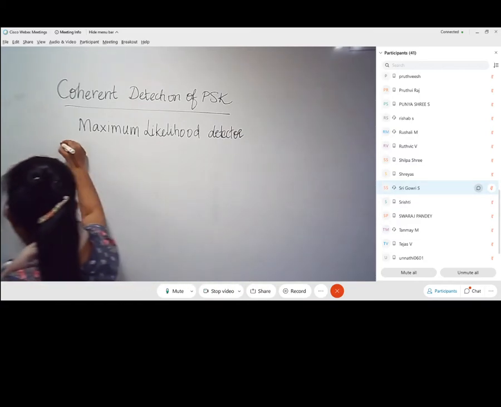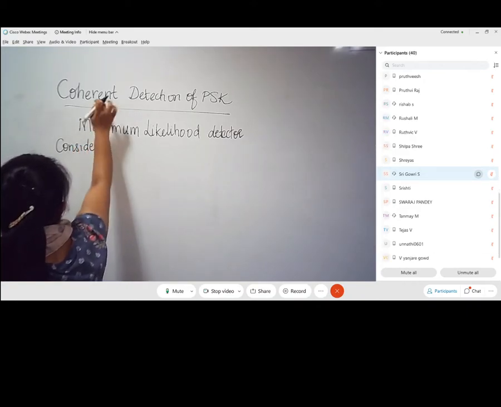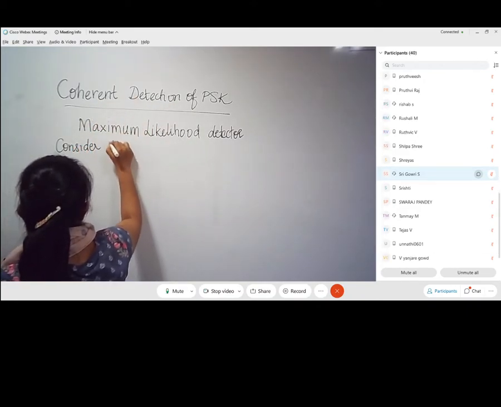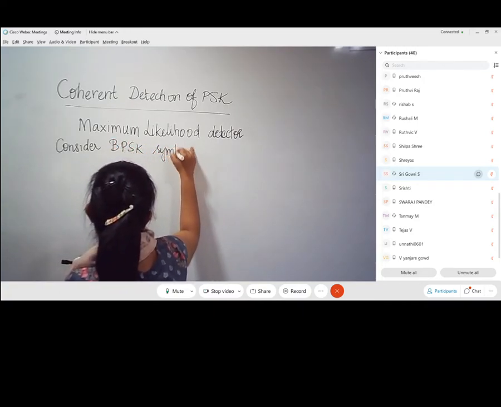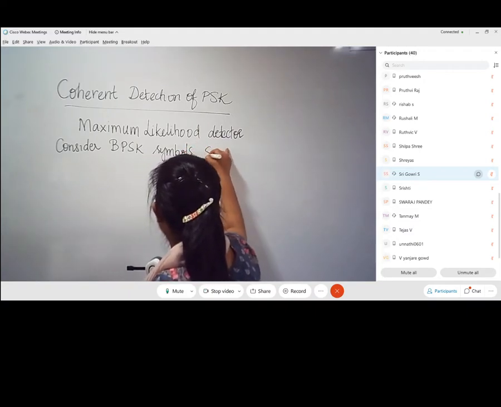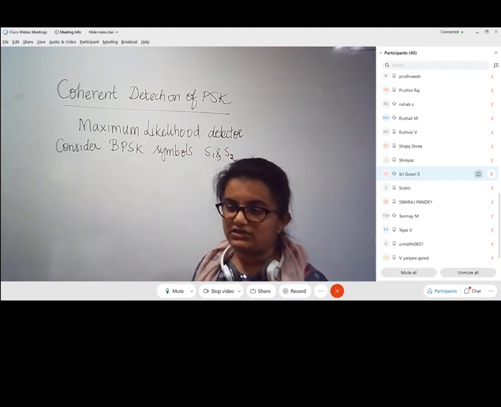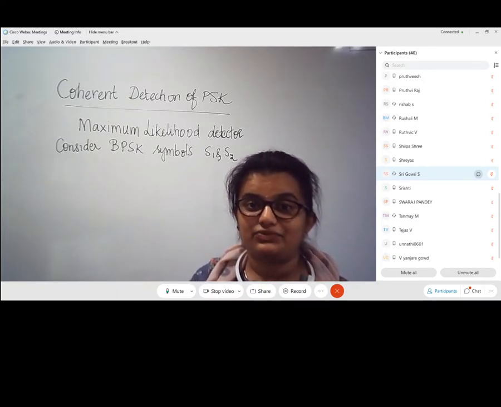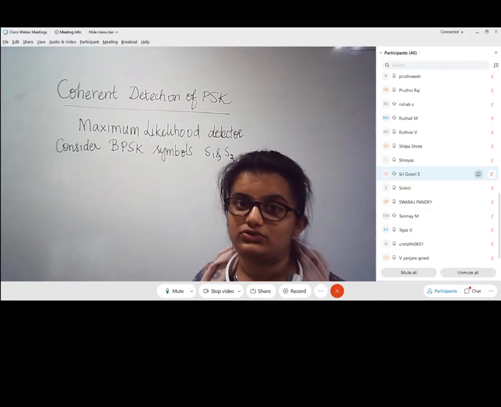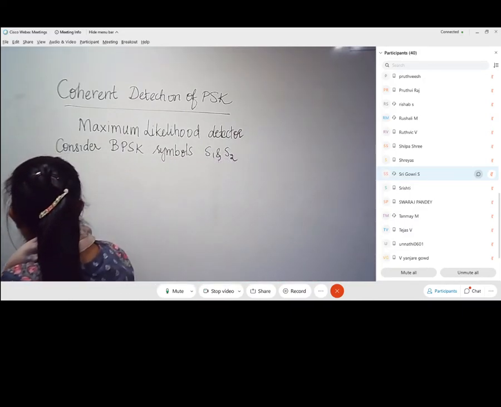Now I am going to write, consider. So I am particularly going to talk about the coherent detection of PSK. Consider we have BPSK symbols, and I name those symbols. Normally we name those symbols S1, S2, and so on. Consider the two BPSK symbols S1 and S2. So we know that the PSK symbols are the ones where the carrier phase is changed according to the symbol that I am transmitting. So how many symbols do we have now? We have only two symbols.